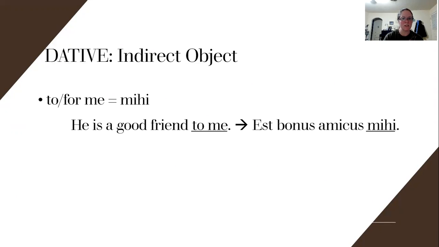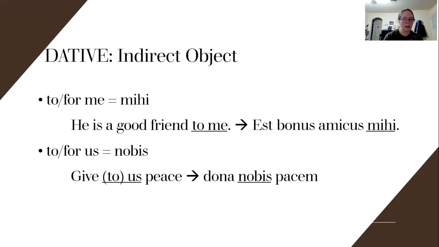Example sentence would be, he is a good friend to me. Est bonus amicus mihi. To or for us is nobis. Give us peace. This is a very famous saying, dona nobis pacem.